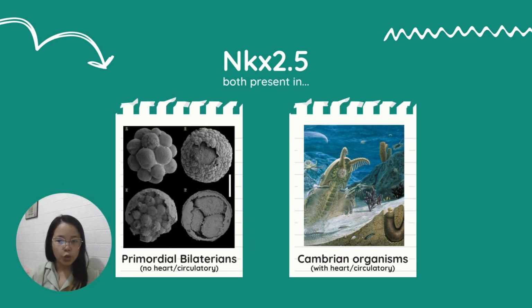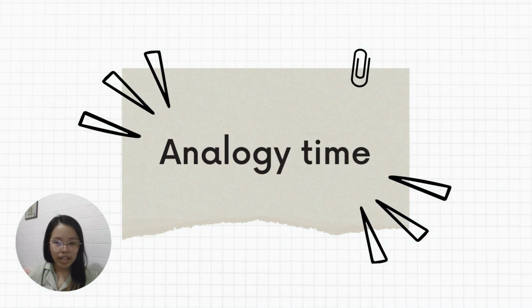Assuming that the NKX 2.5 gene was present in primordial bilaterians, despite them not having a heart or circulatory system, then the NKX 2.5 gene was probably originally in charge of specifying the anteroventral mesodermal regions instead of only specifically developing the heart. So here's a bit of analogy.